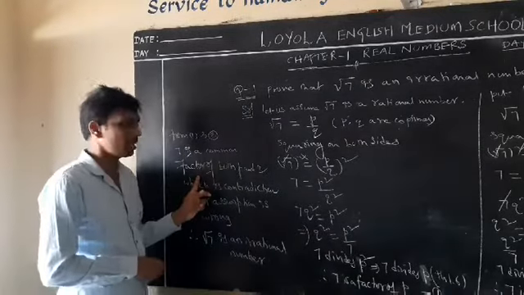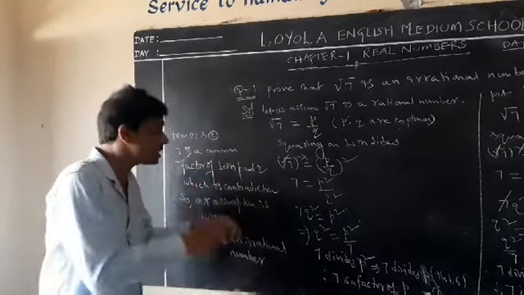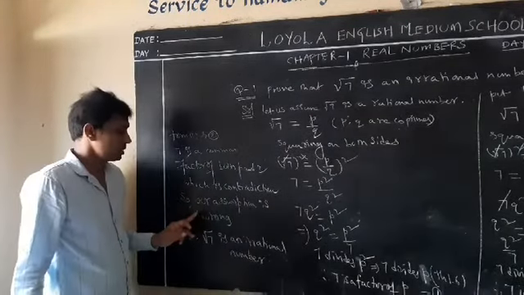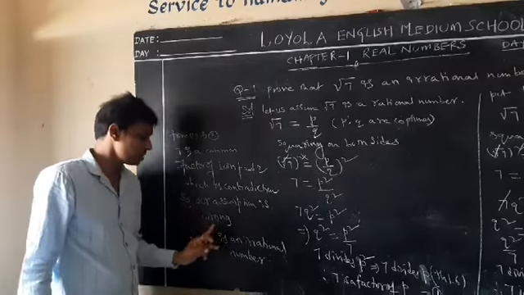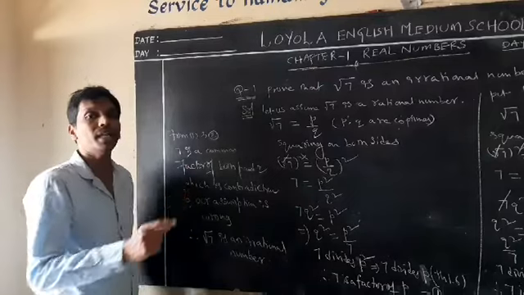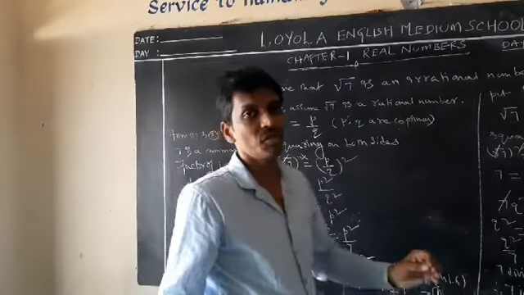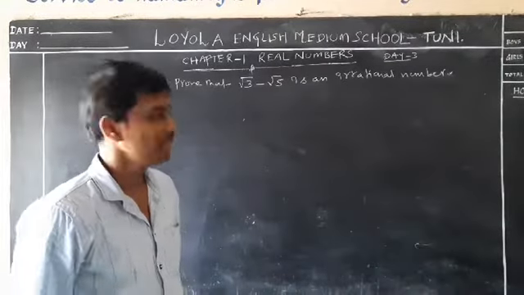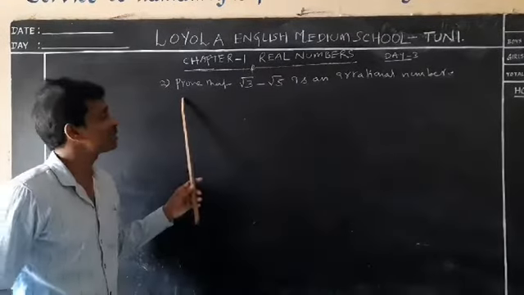7 is a common factor of both p and q, which contradicts our assumption. So our assumption is wrong. Therefore we conclude that root 7 is an irrational number. So the first sum is over. Let us go to the second question.